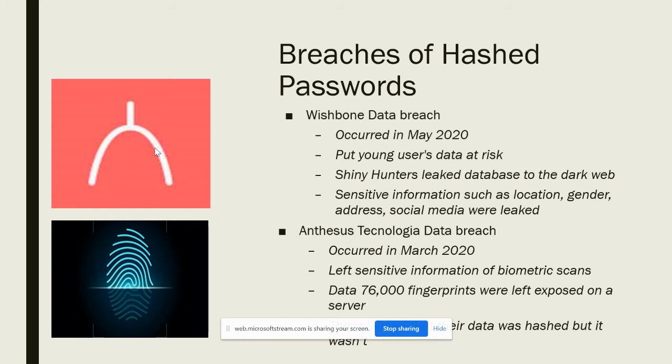Now, the second scenario that we're going to be talking about is the Anthesis Technologia data breach. This occurred in March 2020, and Safety Detectives revealed a breach for this biometric solutions company. The company had left data on an unsecured server. This data included around 76,000 fingerprints that were stored. The fingerprints were then saved in binary code, which hackers were able to steal. And they took this binary code and they were actually able to recreate the fingerprints.